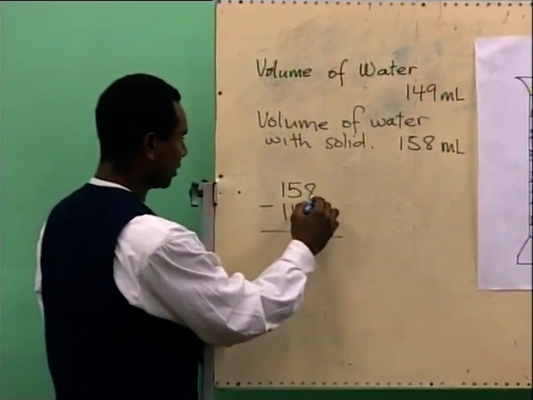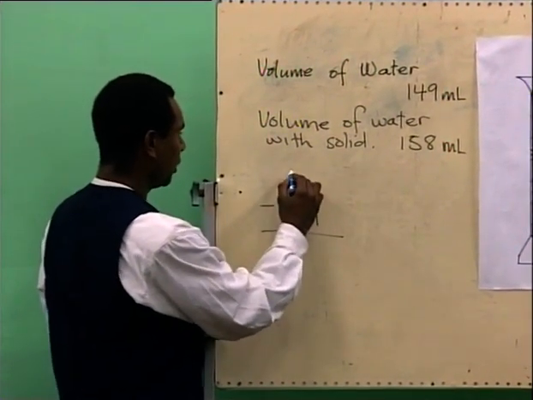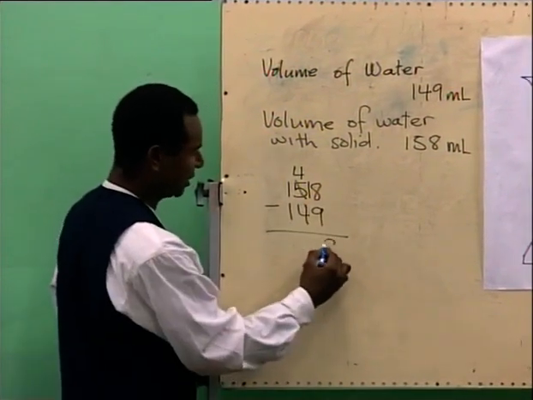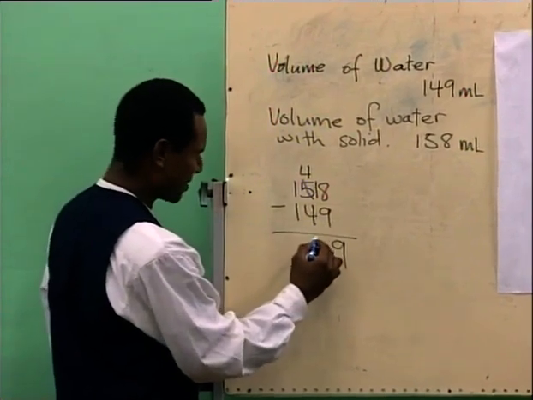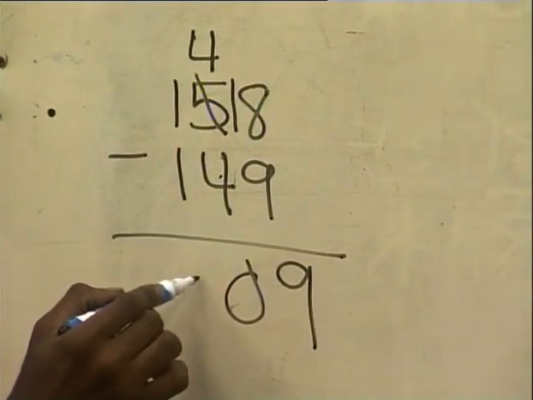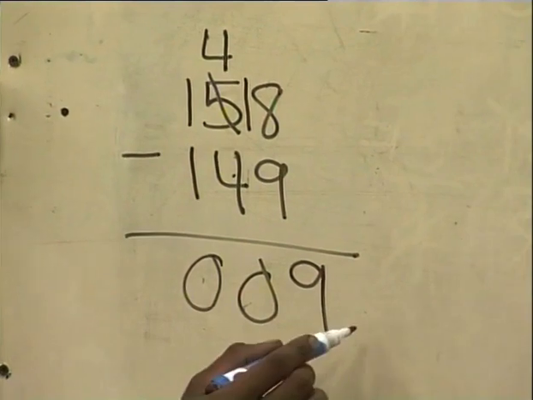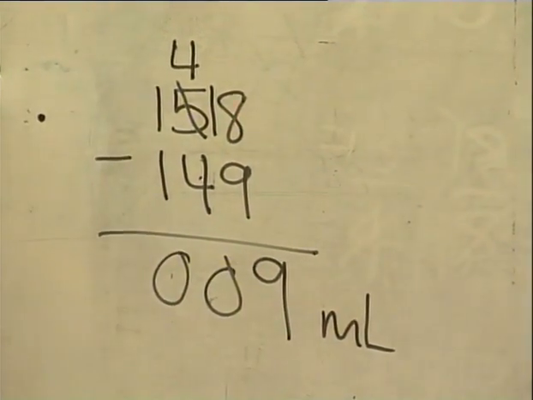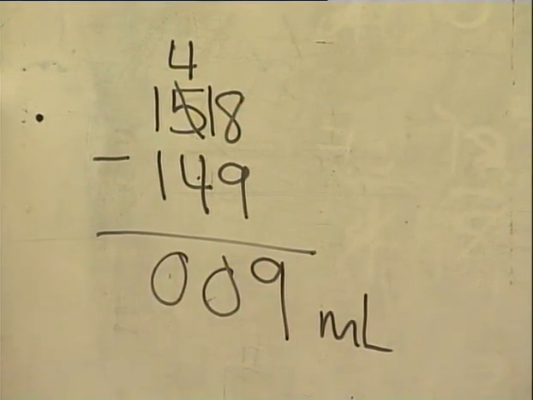We cannot subtract 9 from 8, so we cancel. Leave that with 4, take 1 to make 18. 18 minus 9 is 9. 4 minus 4 is 0. 1 minus 1 is 0. So the volume of the battery is 9 milliliters.